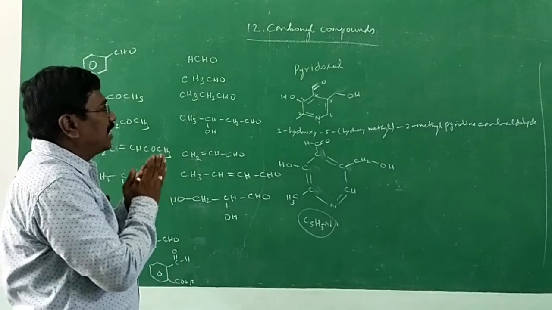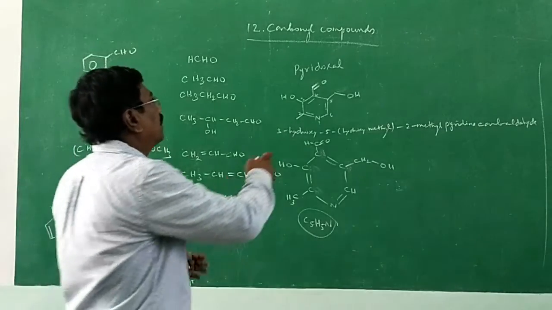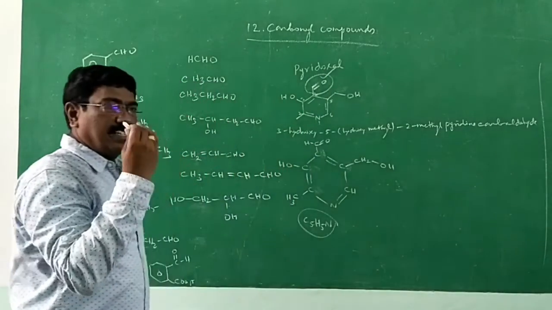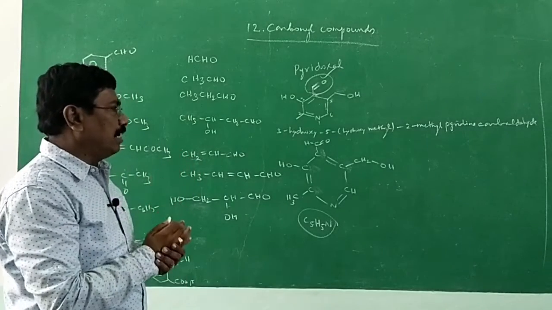This is how the name goes for pyridoxal. It is derived from vitamin B. It has a carbonyl group, an aldehyde group. Since it happens to be a derivative of a vitamin, it is an important organic compound.